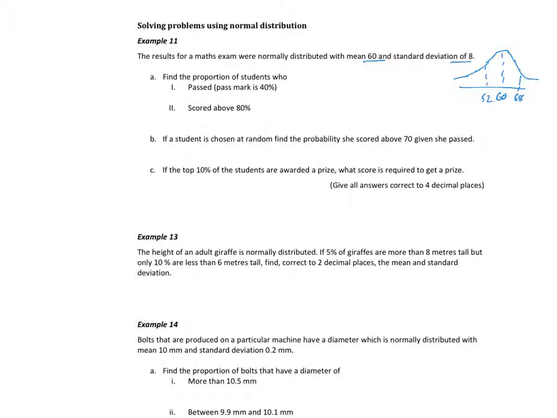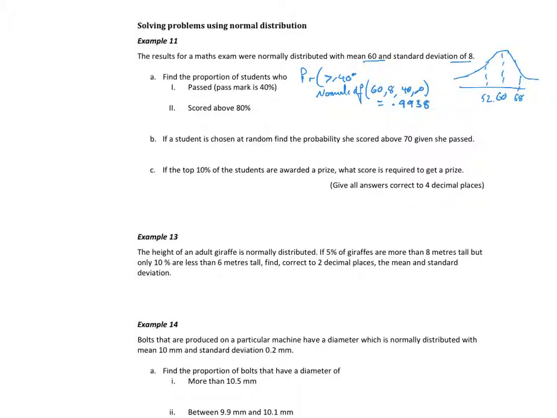Find the proportion of students who pass, when the pass mark is 40%. We're saying there we really want to know the probability that the result was greater than or equal to 40, yeah? So let's just go normal CDF, 60, 8, and we want 40 to infinity. That's going to give me 0.9938.